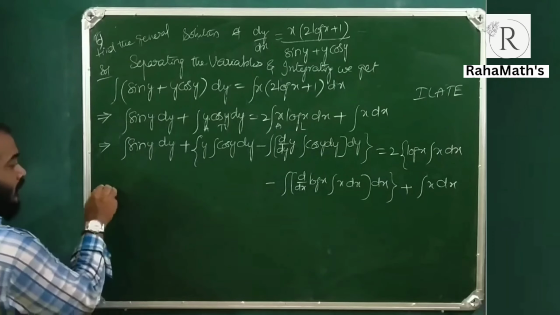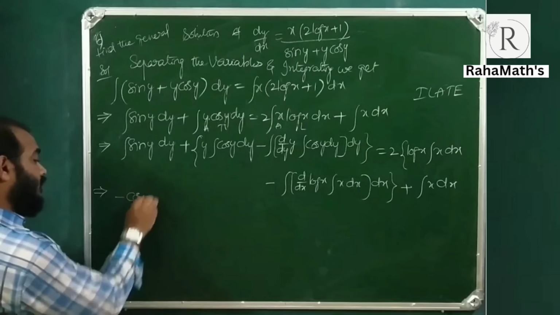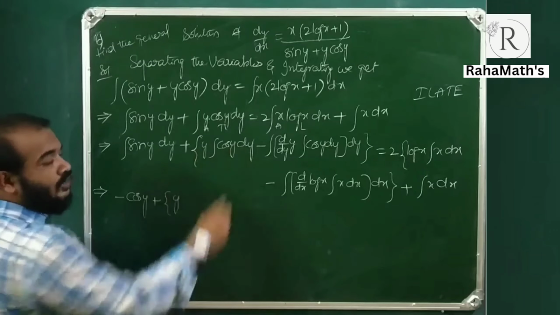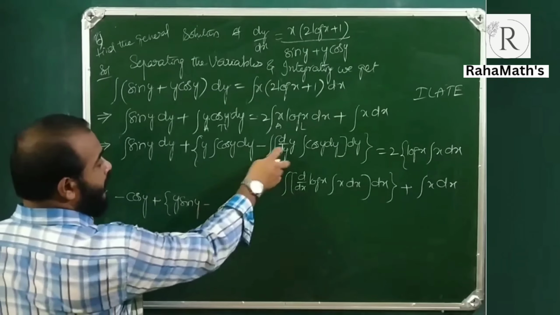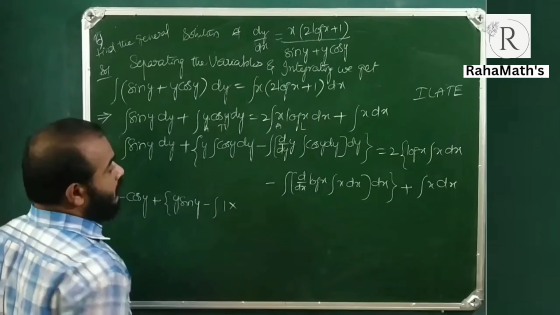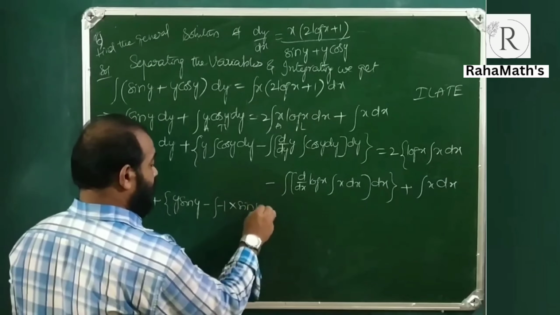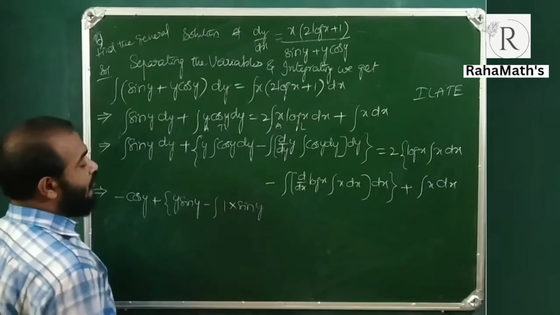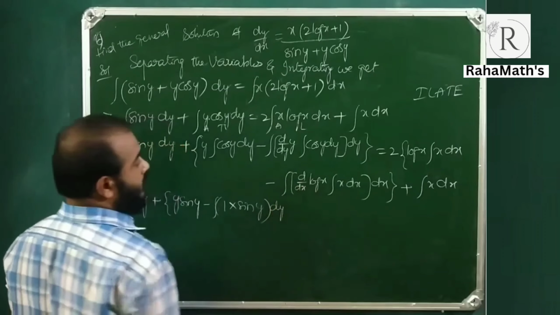Now this is equal to integral sin y dy is minus cos y plus y into integral cos y, which is sin y, minus d by dy of y, which is 1, into integral cos y dy, which is sin y, dy.